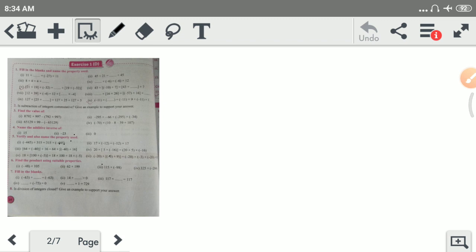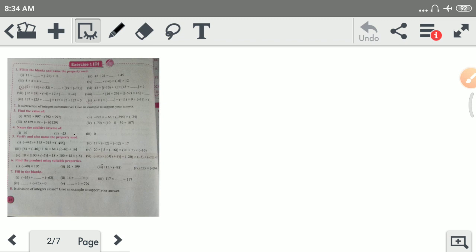Today, we will discuss your exercise 1D from page number 24. Okay, students? I hope all of you understood the concept and the process of how to do your exercise 1D.